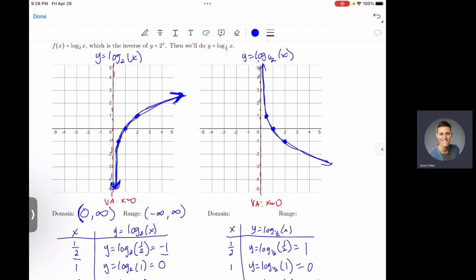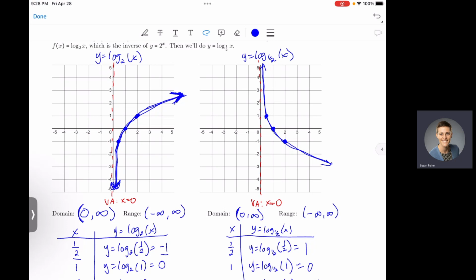And then what's the domain of log base 1/2 of x? Yep, same domain, 0 to infinity. And again, 0 is open because we never actually get to 0 because it's an asymptote. And then the range, what y values are covered here? Yep, you're right. It's exactly the same, -infinity to infinity. The domain and the range of both of these match.